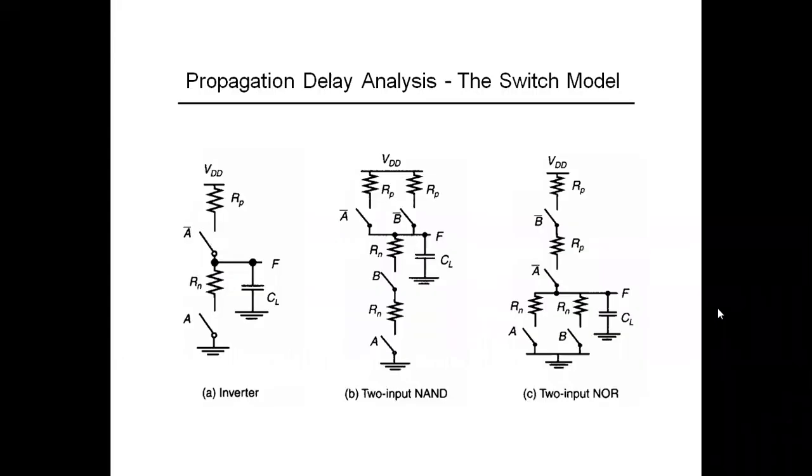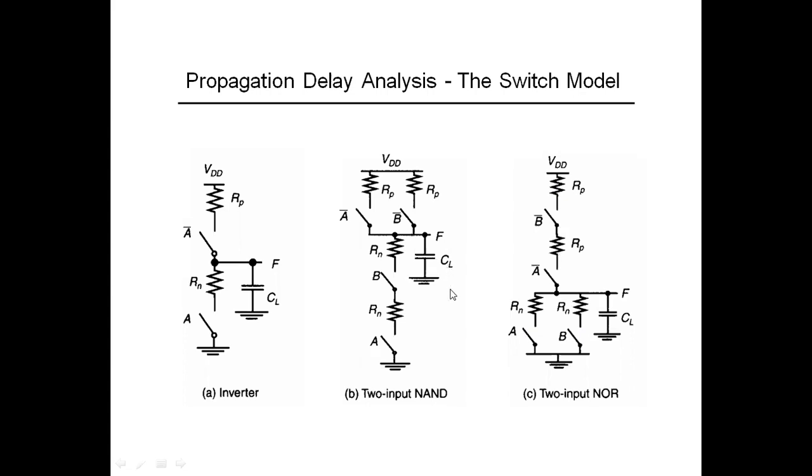Right. Next point is the propagation delay analysis of this switch model. For example, if you consider this as an inverter, there are two switches, this PMOS and NMOS. If you consider the two input NAND gate, with inputs A, B, the PMOS are in parallel and the NMOS are in series. So we have already discussed this point. In a two input NOR gate, the PMOS, A, B are in series and the NMOS in parallel. It's a load capacitance, you can say.